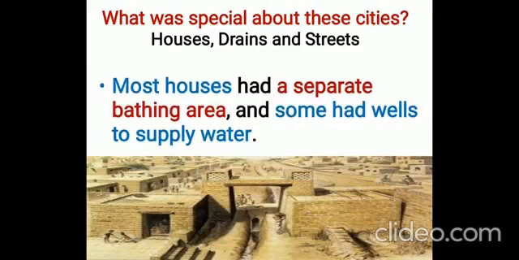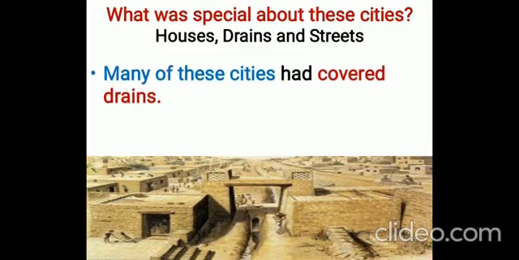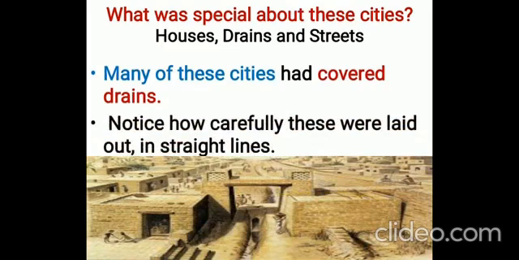Most houses had a separate bathing area, and some had wells to supply water. So some of the houses in Harappan cities had separate bathing areas, and some had wells to supply water. Many of these cities had covered drains. Notice how carefully these were laid out in straight lines. So many of these cities had covered drains, and you can notice that this is a drain. With the help of a circle, I am showing you that this is a drain system and how straight a line it is built in.